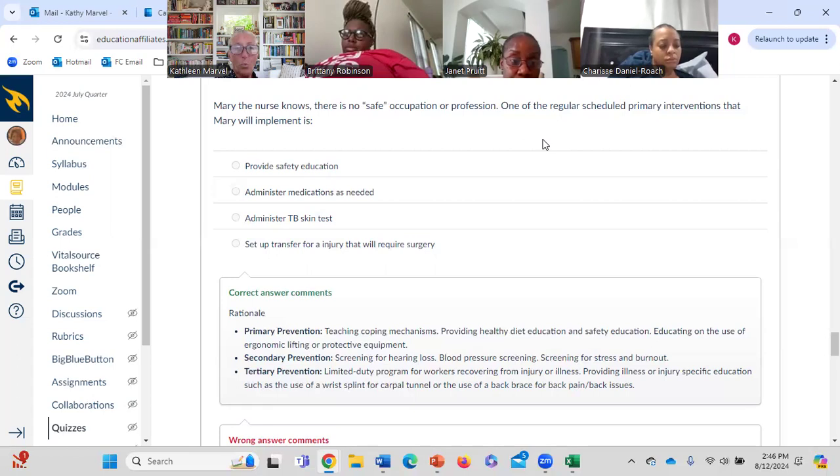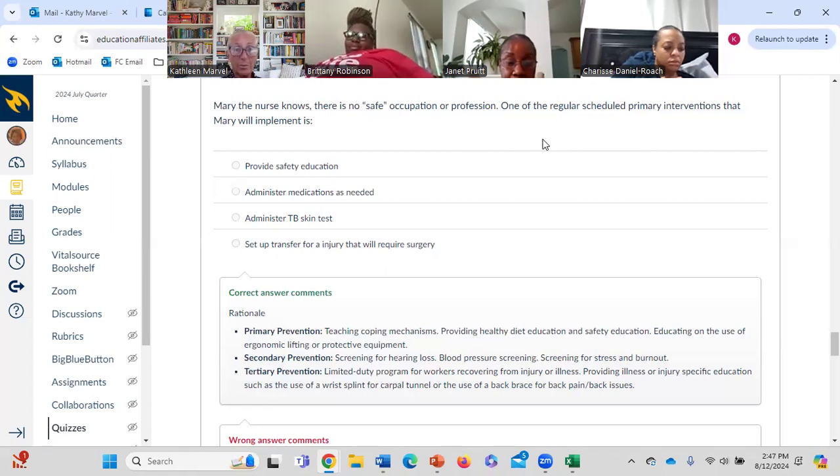Here are some examples. Primary: teaching coping mechanisms, providing healthy diet education and safety education. This is focused on occupational health in the workplace. Educating on the use of ergonomic lifting, how to properly lift, how to use protective equipment, all trying to prevent things from happening, injuries, accidents. Secondary: screening for hearing loss in that really noisy plant. Blood pressure screenings as a benefit, right? Kind of health fairs within the organization. Screenings for stress and burnout.